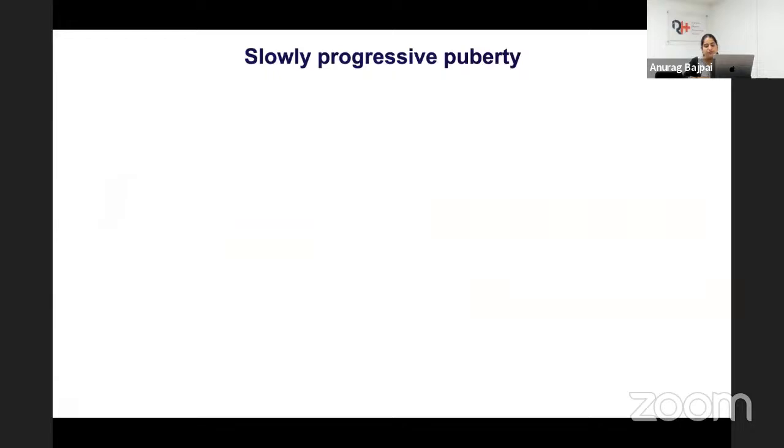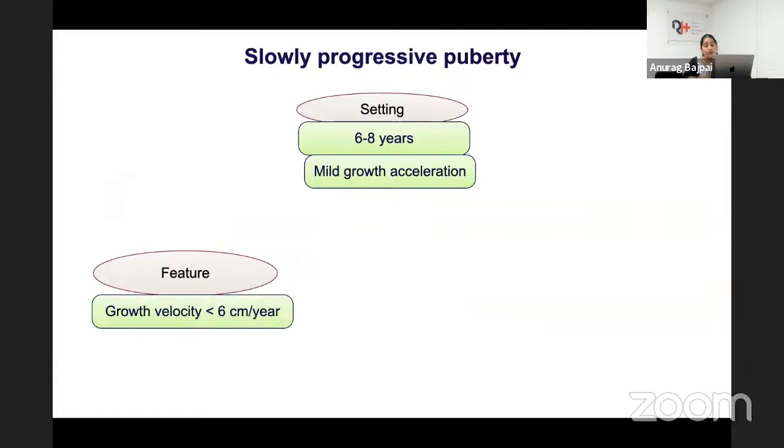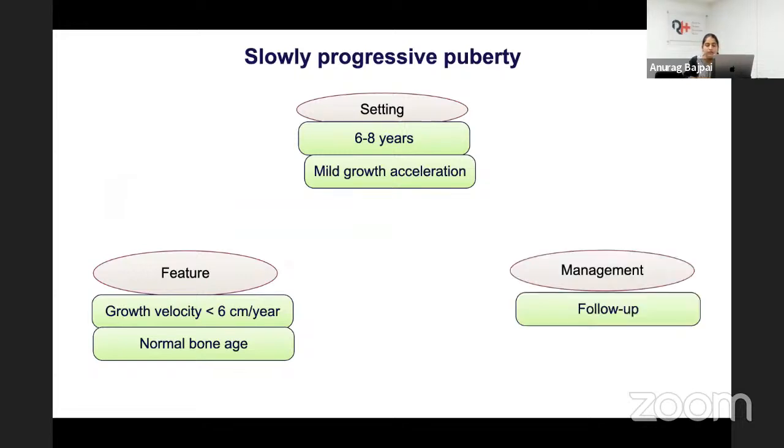Coming to the slowly progressive puberty, it is generally present between the age of 6 to 8 years, and the patient will present with mild growth acceleration. Their bone age will not be advanced. The growth velocity is less than 6 centimeter per year, and the bone age will be normal. And what I mean by normal bone age is that height standard deviation for bone age will be less than -2 standard deviation. And they do not require any active intervention.